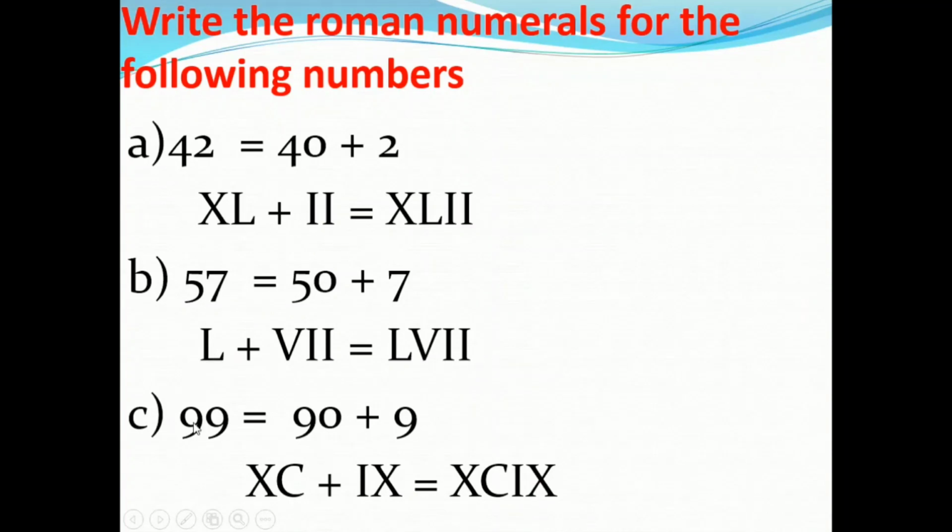Last example is 99. Again we will expand this into the simplest form, that is 90 plus 9. The Roman numeral value for 90 is XC. The Roman numeral value for 9 is IX. Then we will join these. So the Roman numeral value for 99 is XCIX.